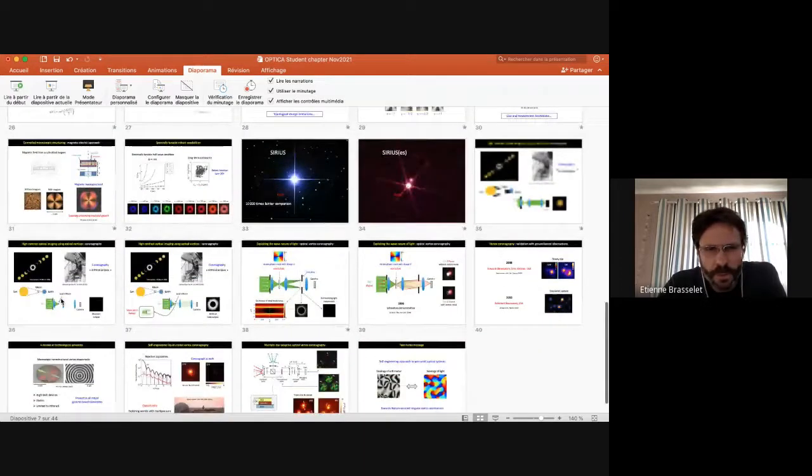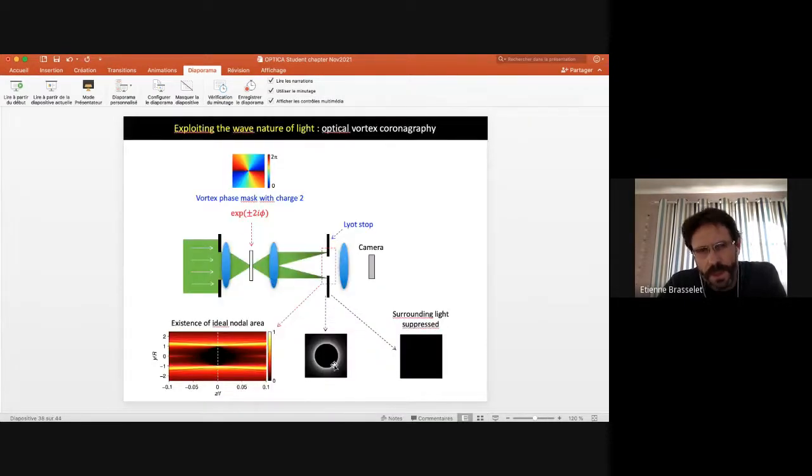From a general point of view, you need an even charge. I was only focusing on charge 2. In general, let's say the recipe is even topological charge. Your even topological charge phase singularity for the mask should be at the very place where the Airy spot of the distant light source you would like to reject is. So there is a double condition. You need a phase mask with even topological charge, and its center should overlap with the image of the star in the Fourier plane. That's the only recipe you have to follow.